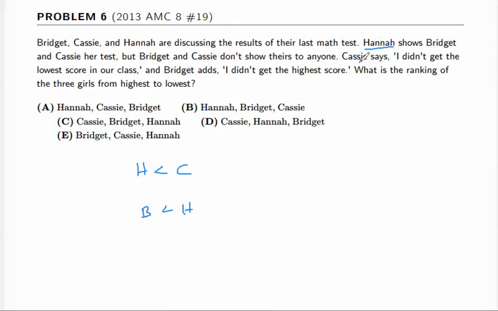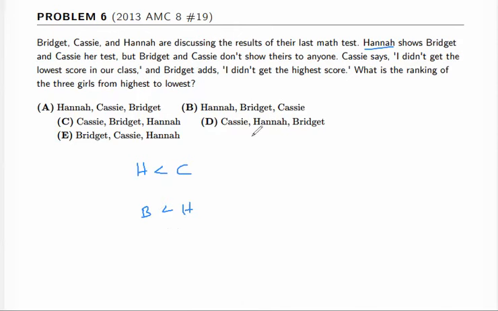Cassie sees only her score and Hannah's score. So if her score wasn't the lowest one, that means Hannah's score should be lower than her score. So which is why we can say H has to be smaller than C. And same idea, I didn't get the highest score, so Bridget says, if that's the case, Bridget's score should be lower than Hannah's score. So which is why we got this one.